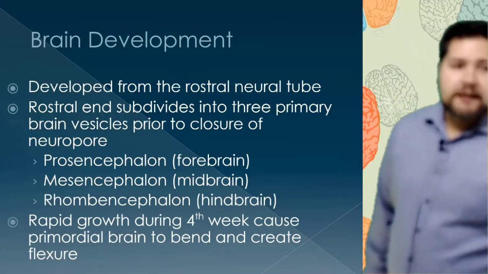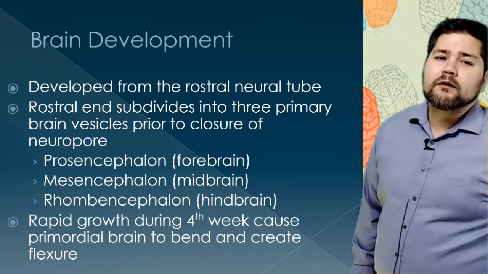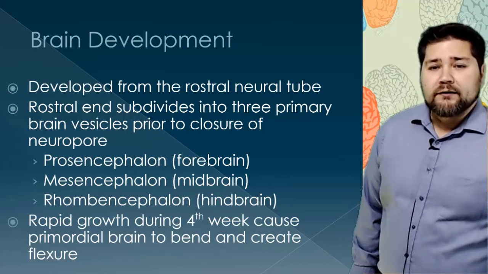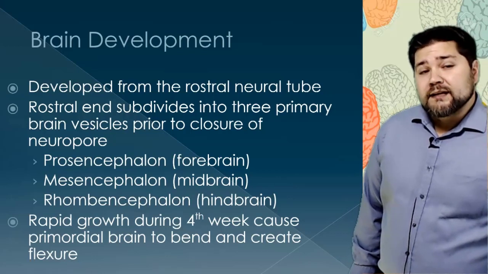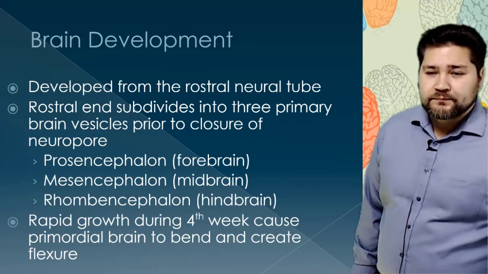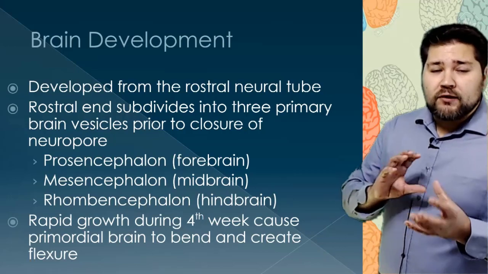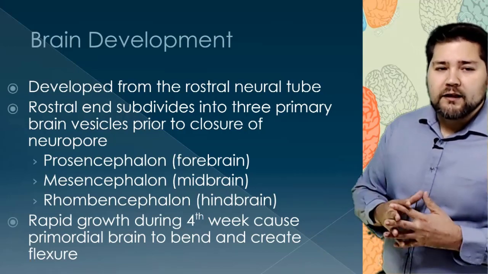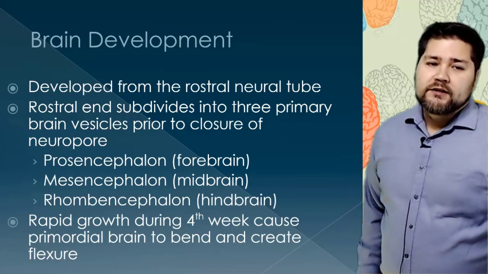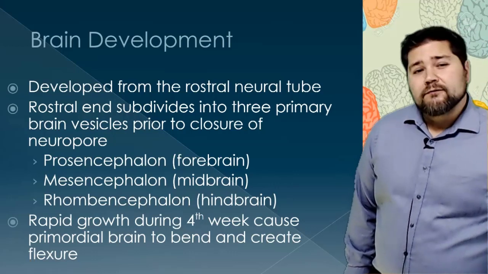So let's take a look at brain development now. And this is going to be the rostral portion of the neural tube. Before we get to closing of that neuropore in the rostral region, the brain's actually going to develop into three primary regions, known as the forebrain or prosencephalon, the midbrain or mesencephalon, and the hindbrain or rhombencephalon. Now, during the fourth week, there's going to be a lot of bending and we get our characteristic primordial brain architecture developed, which will eventually give rise to the cerebrum and cerebellum and brainstem. Then shortly after that, in the fifth week, the brain's going to undergo a lot of growth and development and start folding in on itself.